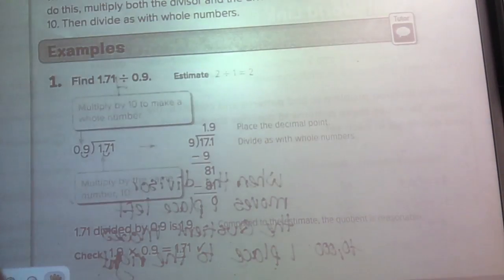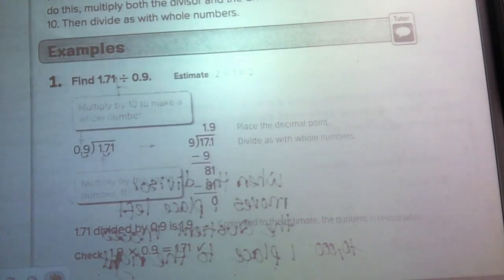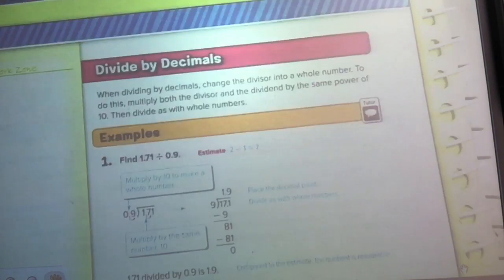Okay? So the example that they give us shows us, and I'm going to bring up my book since this bled through here for a minute, so I'm going to change things out for a second. Here we go. All right.